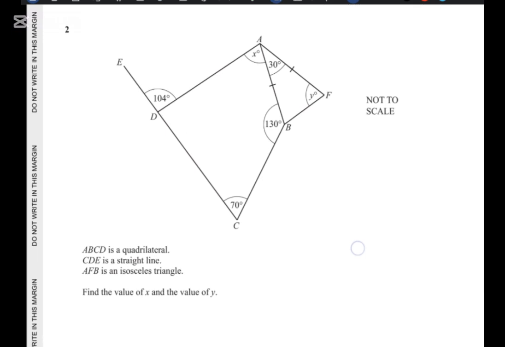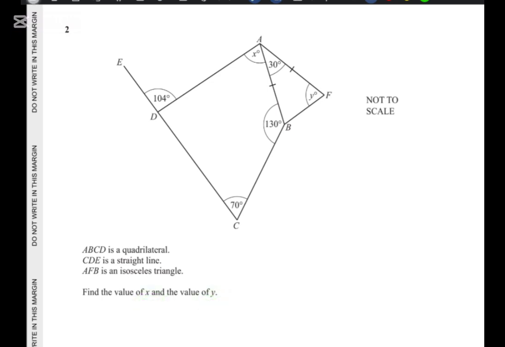2. There is a shape given here. ABCD is a quadrilateral. CDE is a straight line. AFB is an isosceles triangle. This is given to us. Find the value of x and y.